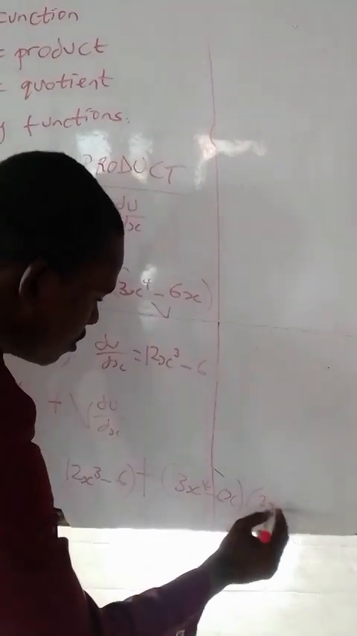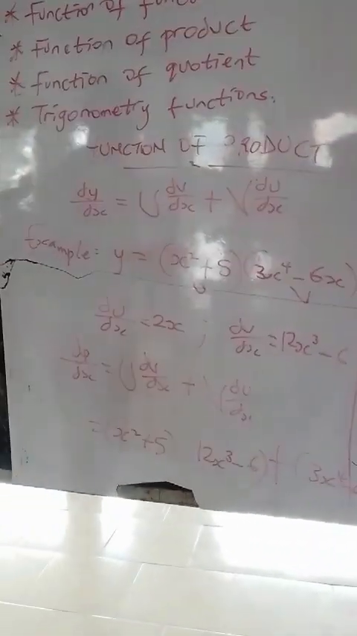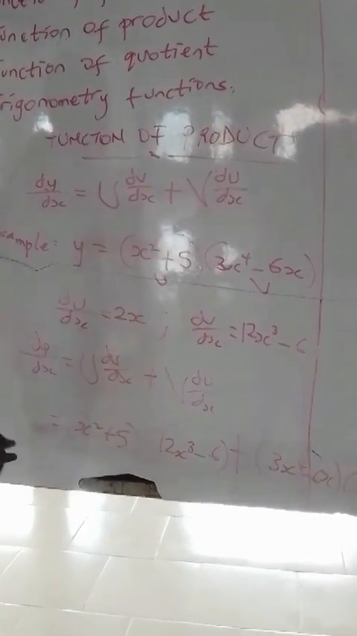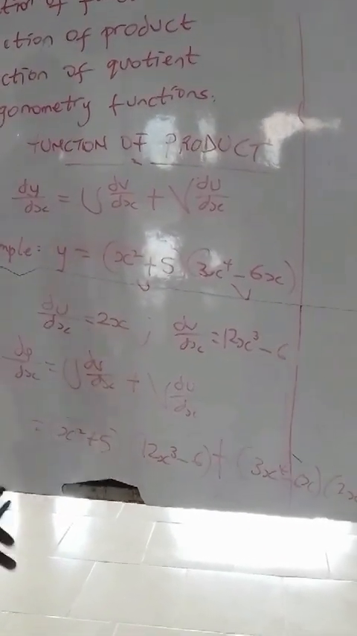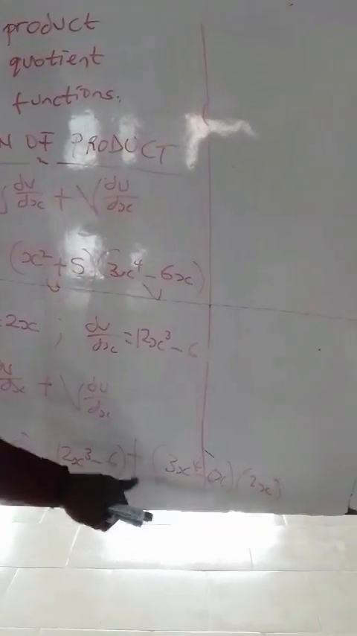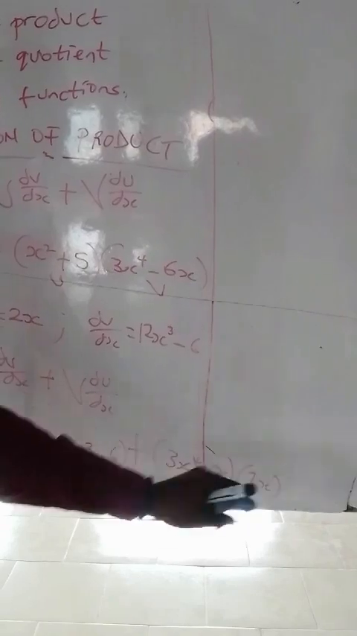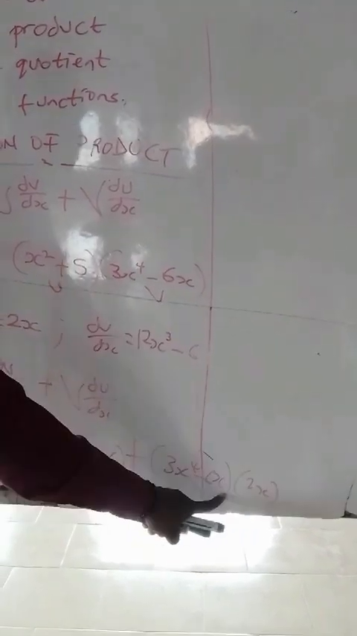It is 2x. Don't bother yourself expanding this. If you like, you can choose to expand, plus this one. 2x times this is going to what? 6x raised to power 5 minus what? 12x squared.